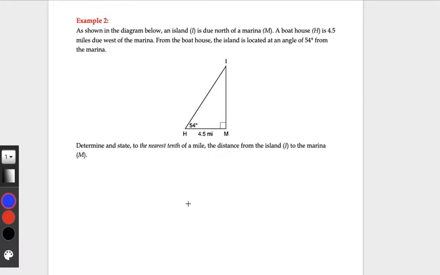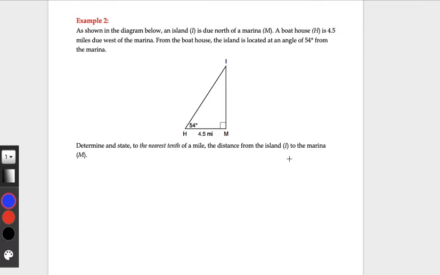As the question mentioned here, as shown in the diagram below, we have a right triangle situation, and let's read what each location represents. An island I, which is in this case here, is due north of a marina, which stands for M. A boathouse, which stands for H, is 4.5 miles due west of the marina. So that's the distance between the boathouse and marina. From the boathouse, the island is located at angle 54 degrees. So that's the degree angle given here.